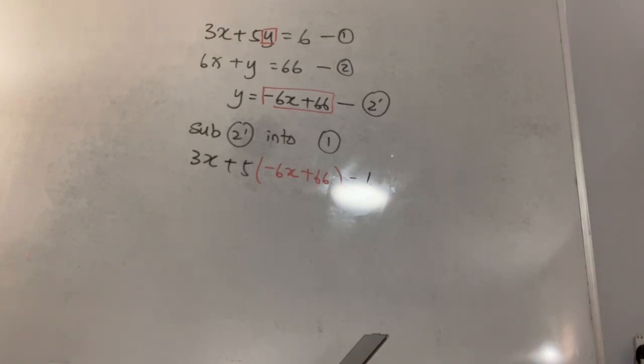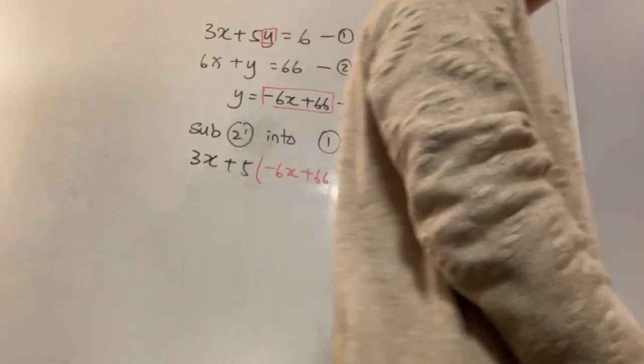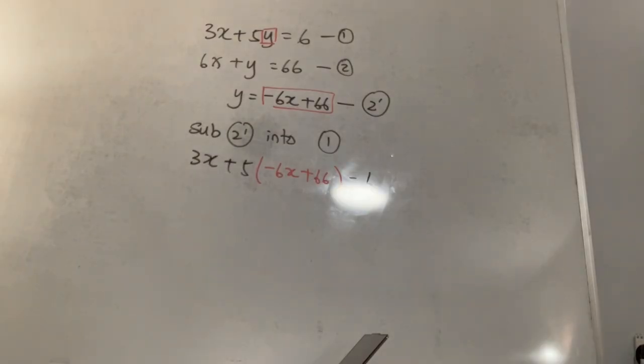Use the calculator to work it out. And then sub that into 2 dash. Yes, 2 dash will be the best one because that is giving me y equal to. Yes, always pick the best one for yourself, the easy one to work with.